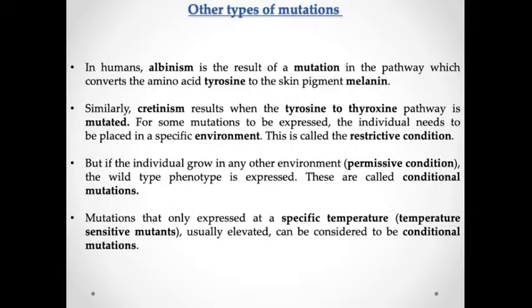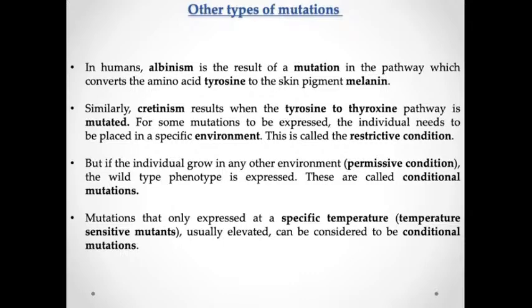Some more examples: in humans, albinism, the white skin, is a result of mutations in the pathway where we convert the amino acid tyrosine into the skin pigment melanin. So melanin is required for our skin to be brown, but that pathway has been mutated, and the amino acid is not able to be converted anymore. Similarly, cretinism results when the tyrosine to thyroxine pathway is mutated.